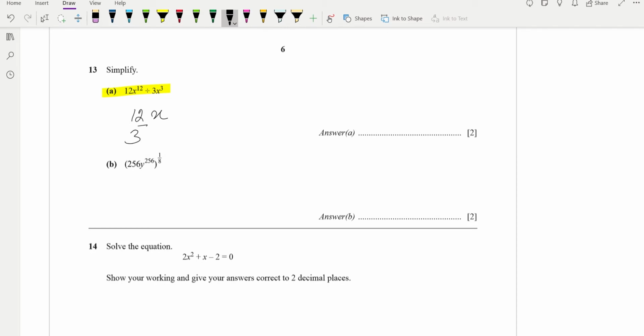12 divided by 3 we can write like this, and x raised to 12 minus 3. Indices rules we are applying, so 3 4s are 12, so it will be 4x raised to the power 9. 4x raised to the power 9 will be our answer. Then we have to simplify this as well.